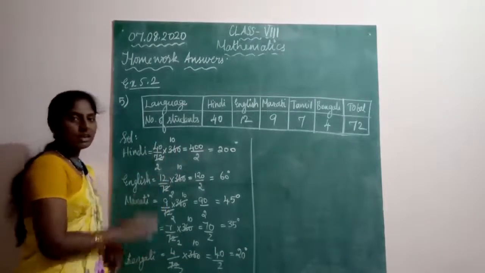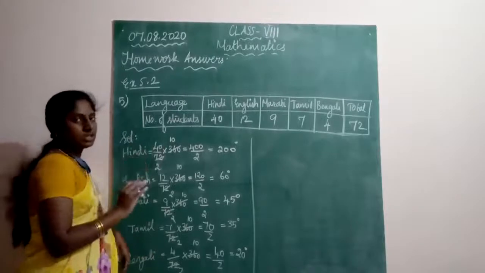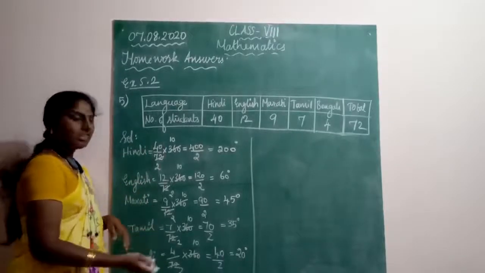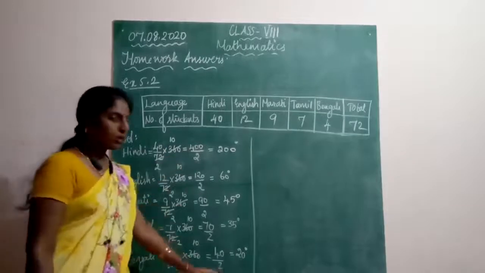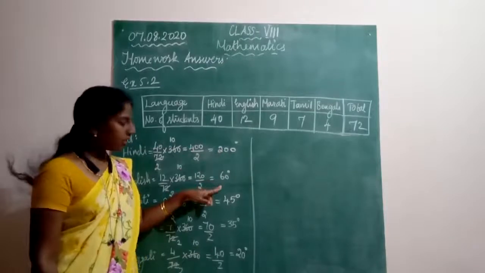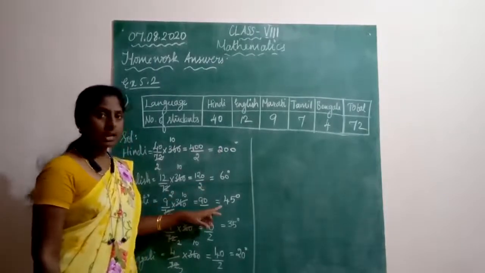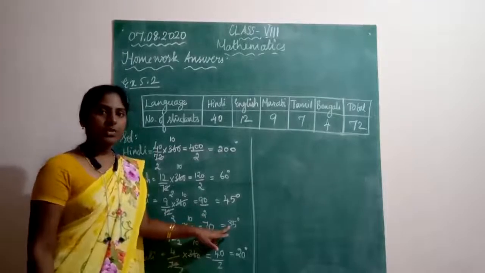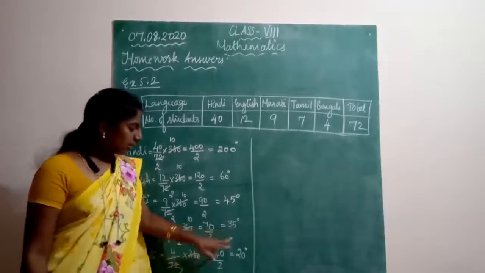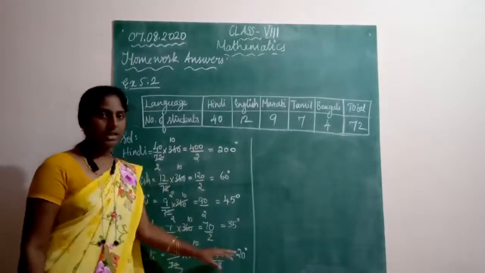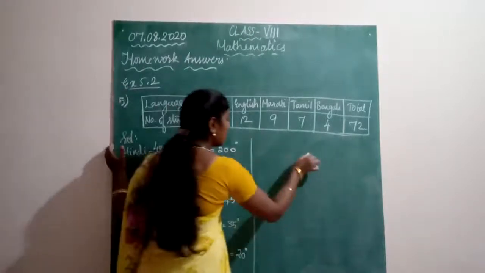This is how you will find the central angle of each and every observation. Okay, so with these central angles you have to draw the pie chart. Okay, so when you add up everything you have to get 360. Just check it. 200 plus 60 is 260. 260 plus 45 is 305. 305 plus 35 is 340. 340 plus 20 is 360. So did you get the complete angle here? Yeah. So now draw the pie chart.